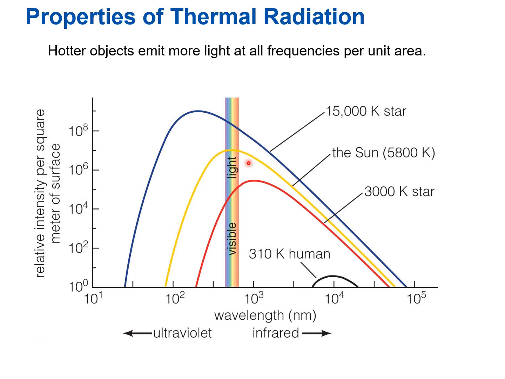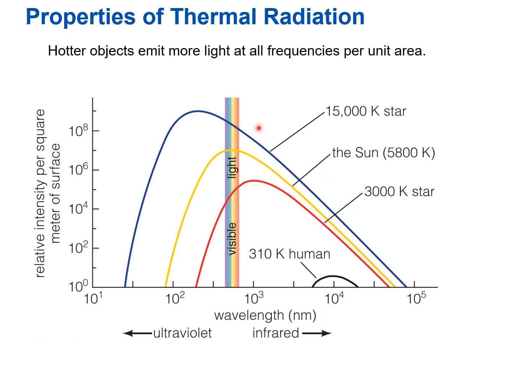Now let's look at the blue curve. This is a higher temperature star, 15,000 Kelvin. Notice that all aspects of the curve are higher up than the yellow, so it is more intense. It is a brighter star than the sun. And notice it is giving off the ultraviolet on the left and it's giving off the infrared on the right.